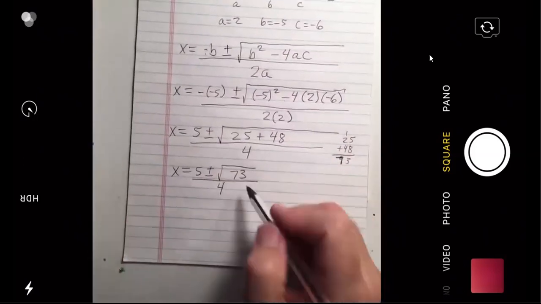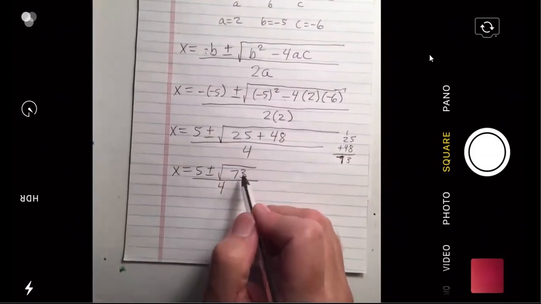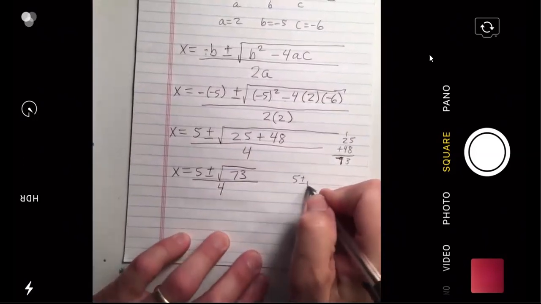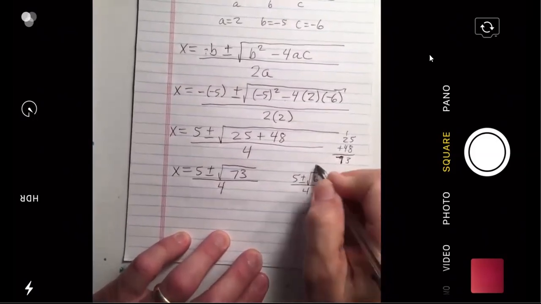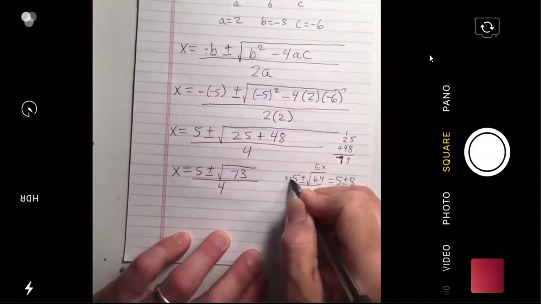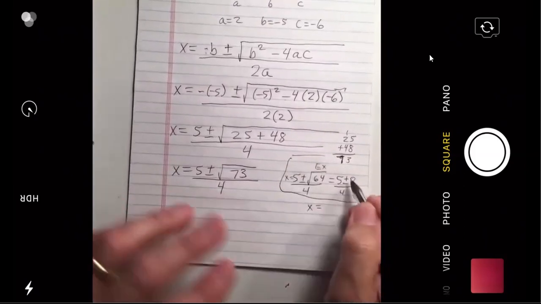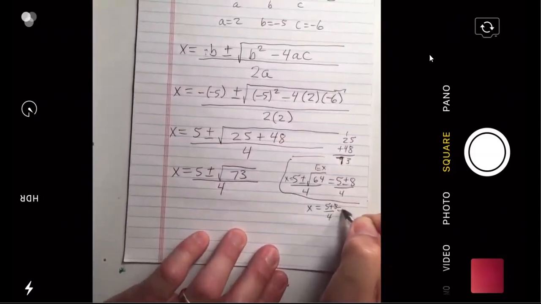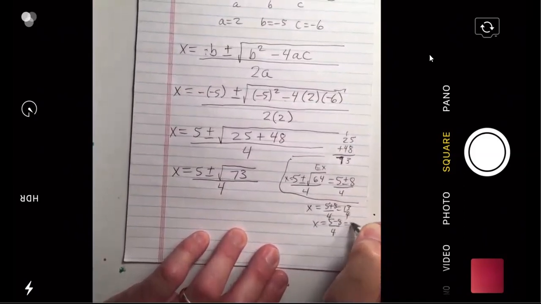Okay, 73 does not have a clean root, and so a lot of times we leave our answers in this form. If this did have a clean root, like say it came up 5 plus or minus the square root of 64 over 4, I've got more steps. This is just an example, if this comes up clean. Then I've got to finish it out. Looks like you get 5 plus 8, divided by 4, which is 13 fourths, or 5 minus 8 over 4, which is negative 3 fourths.